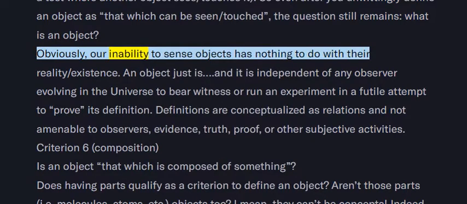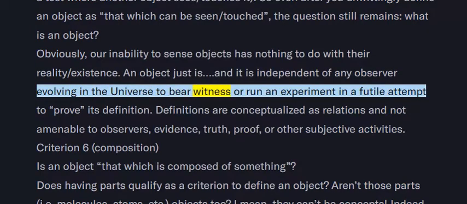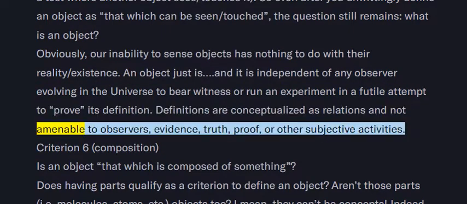Obviously, our inability to sense objects has nothing to do with their reality/existence. An object just is, and it is independent of any observer evolving in the universe to bear witness or run an experiment in a futile attempt to prove its definition. Definitions are conceptualized as relations and not amenable to observers, evidence, truth, proof, or other subjective activities.